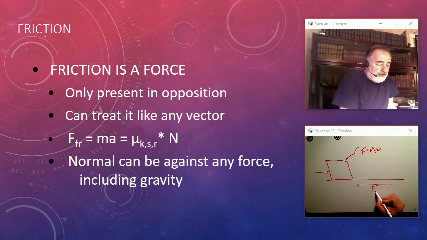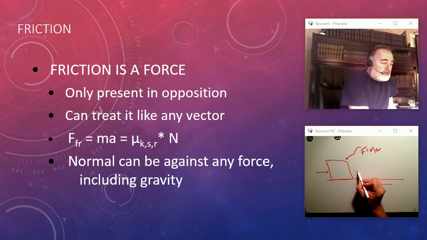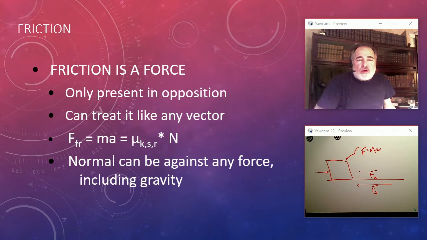In this case, the friction's static because it's standing still. Once it starts to move, there's a kinetic frictional force. And each of those has its own coefficient of friction.